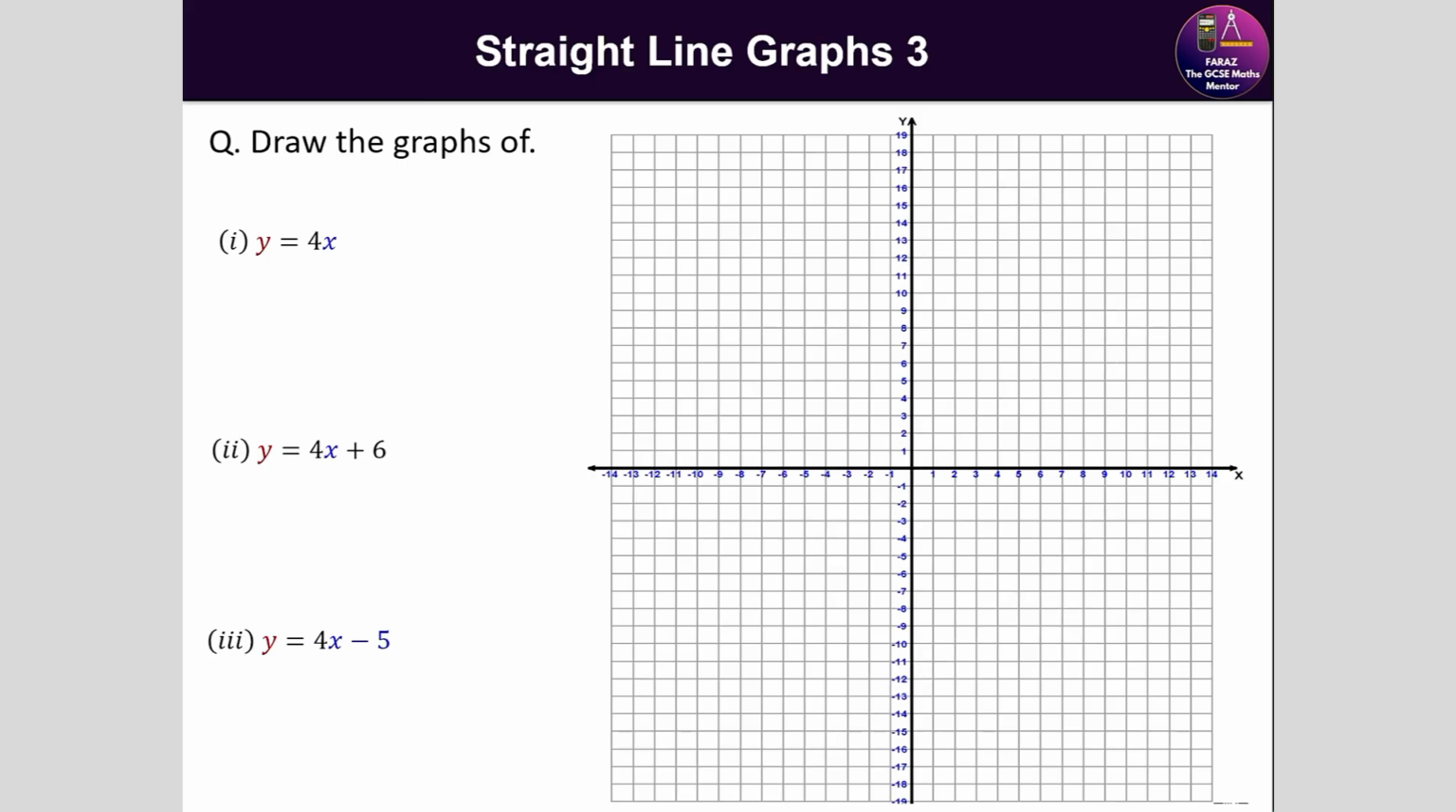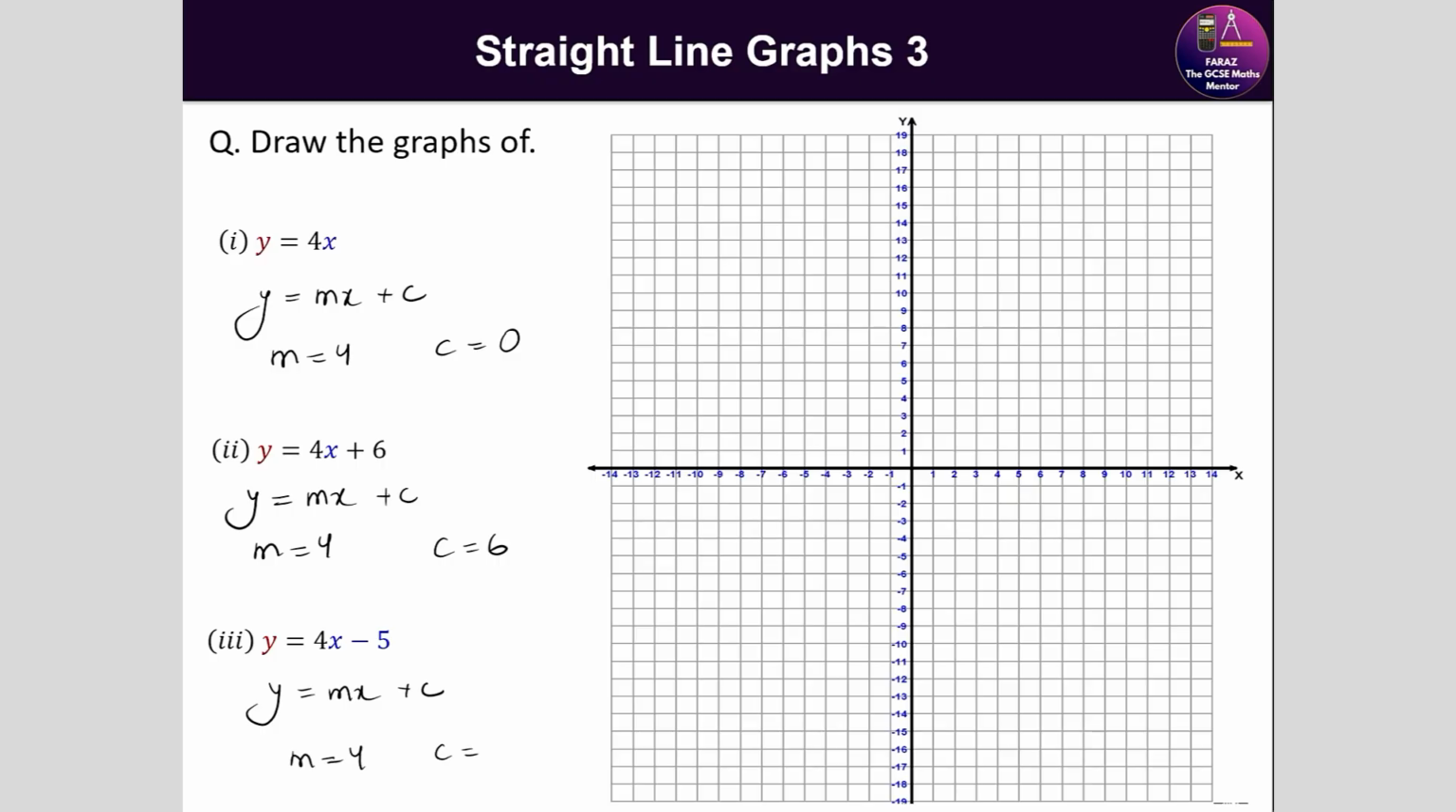Alright, let's move to the next one. Draw the graphs of y equals 4x, y equals 4x plus 6, and y equals 4x minus 5. Now we have got some steeper lines. The first equation is y equals 4x. That's in the form y equals mx plus c, so m is 4 there and c is 0. For the second one, m is 4 and c is 6. And the last one, m is 4 and c is negative 5.